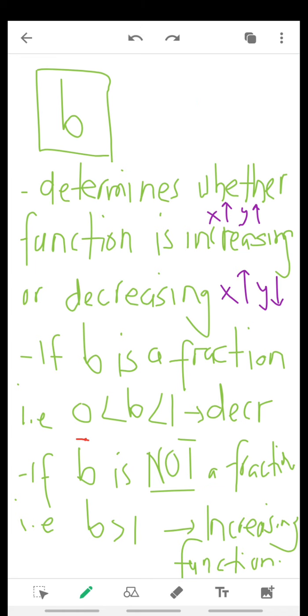But also, I can have something like this, where we have that. So as x is increasing, then y is decreasing. It's getting smaller and smaller. That will also be another type of decreasing exponential function. So if b is a fraction, then the exponential function will be decreasing. But if b is not a fraction, meaning if b is bigger than 1, then our exponential function will be an increasing function. Let's have an example. The example will be like this one.